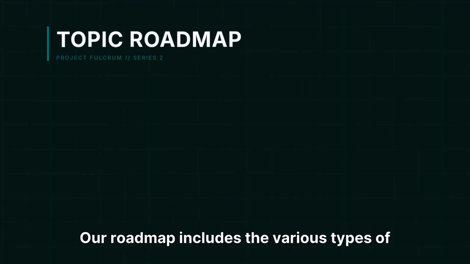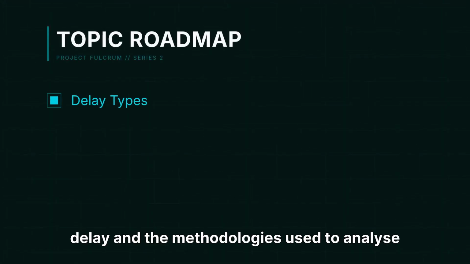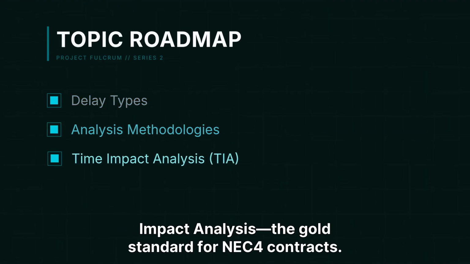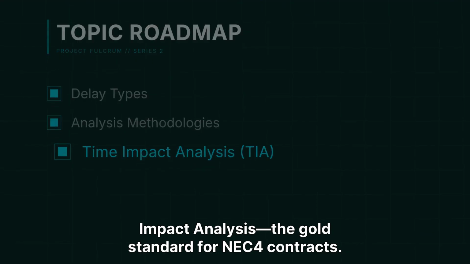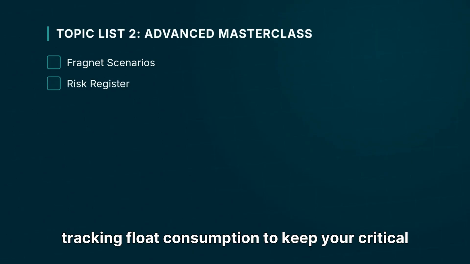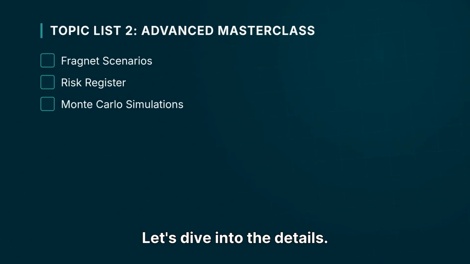Our roadmap includes the various types of delay and the methodologies used to analyze them, with a deep dive into time impact analysis, the gold standard for NEC4 contracts. We will then cover setting up fragnet scenarios, managing the P6 risk register, and tracking float consumption to keep your critical path healthy. Let's dive into the details.